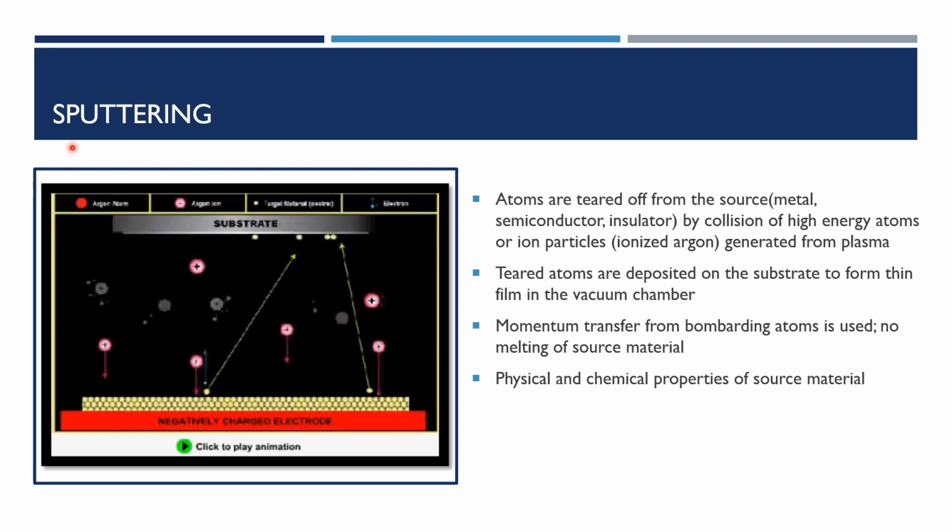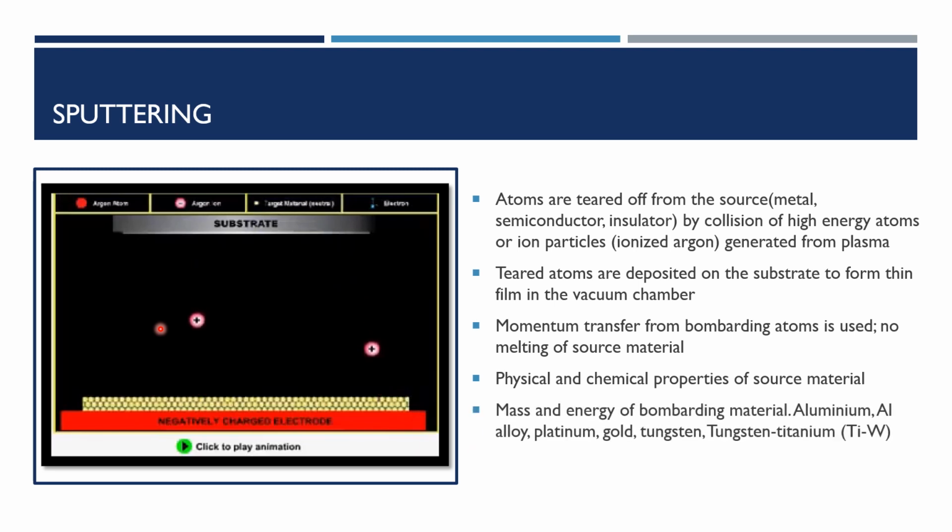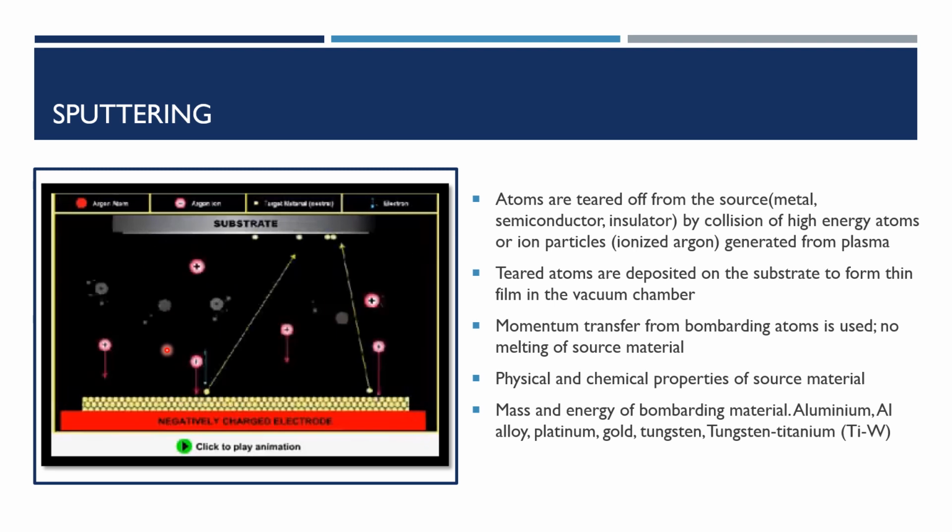So, the two factors that the rate of deposition of the thin film depends on are the physical and chemical properties of the source material. That is, if the bond strength of the atoms is higher, then more momentum or kinetic energy of the incoming plasma material will be required. The other factor is the mass and energy of the bombarding material. If the material used is of higher mass, then the momentum will be higher and the process will be faster.